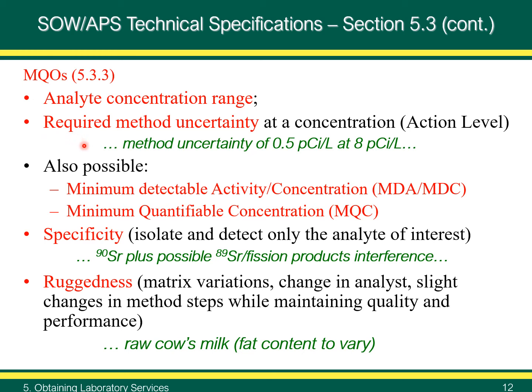Our example specifies an MQO for method uncertainty of 0.5 picocuries per liter at 8 picocuries per liter. We could read this as at or below 8 picocuries per liter.